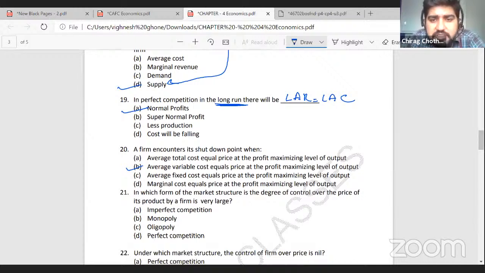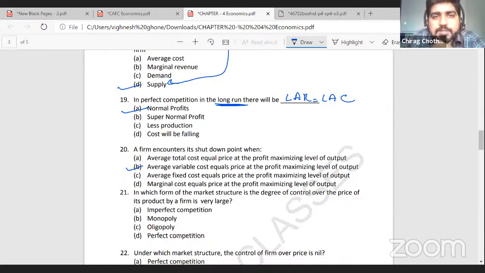In which market structure is the degree of control over the price of its product in a firm very large, where you can control the price to a maximum extent? Can you do that in imperfect competition, in monopolistic competition? No, because your price will be influenced by your competitors. So you do not have complete control over the price, because you will have to keep the price more or less similar to your competitors, not exactly the same, but similar. Monopoly, yes, monopoly has a high degree of price control.